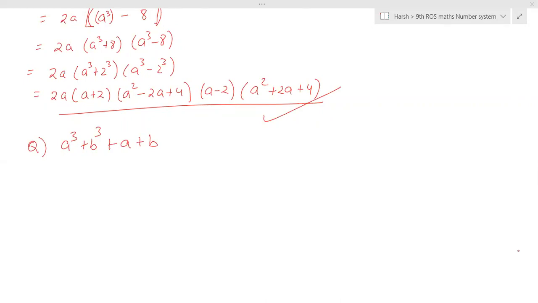Tarun, what happened to you? Sir, I'm struggling a bit in this one, need practicing. So that's what today you have to do.